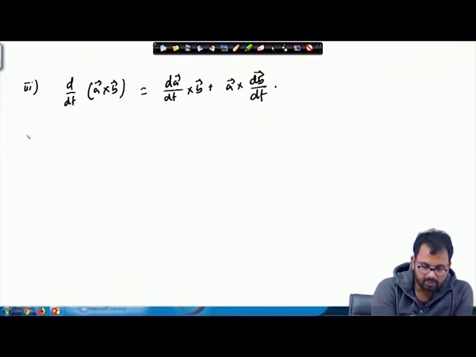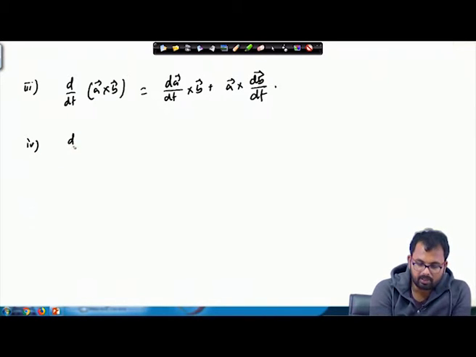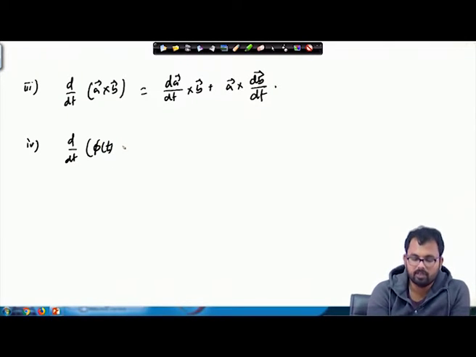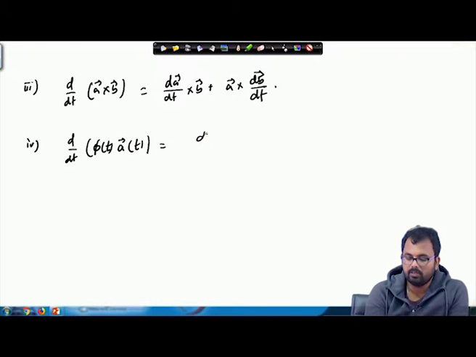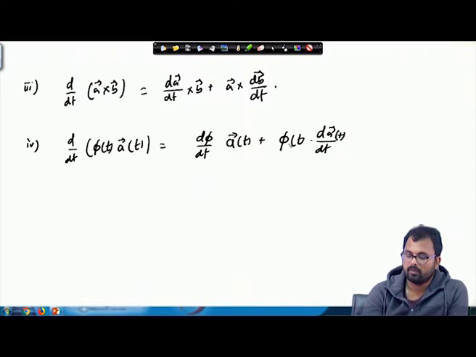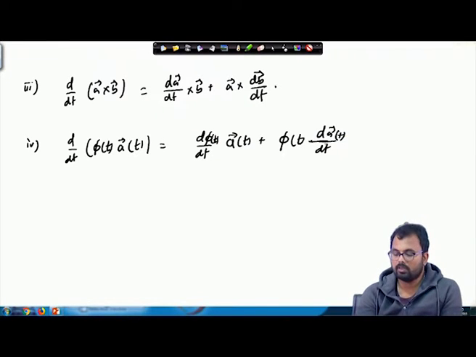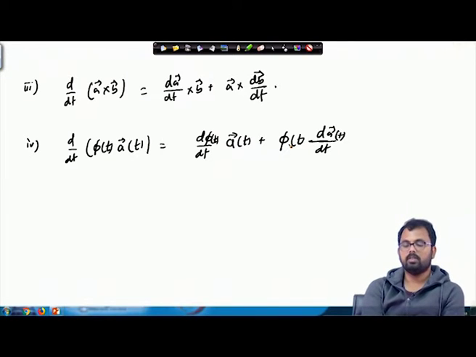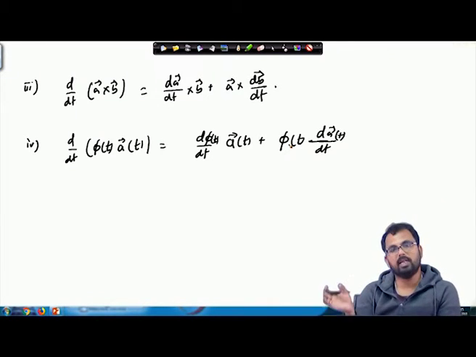Now, similarly, if we have a scalar function multiplied by a vector function, say phi(t), which is a differentiable scalar function, and a vector function A(t), then it can be written as dphi/dt times A(t) plus phi(t) times dA/dt. There would not be any dot or cross here; the function phi is multiplied in the usual multiplication sense.